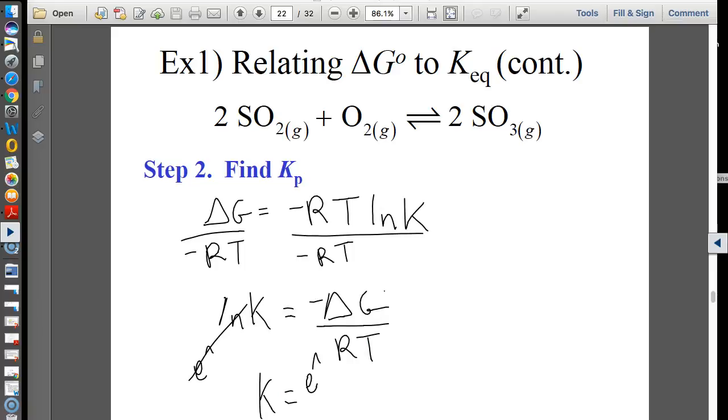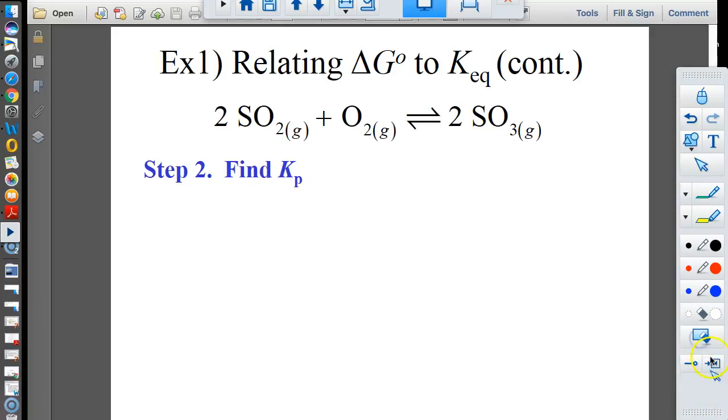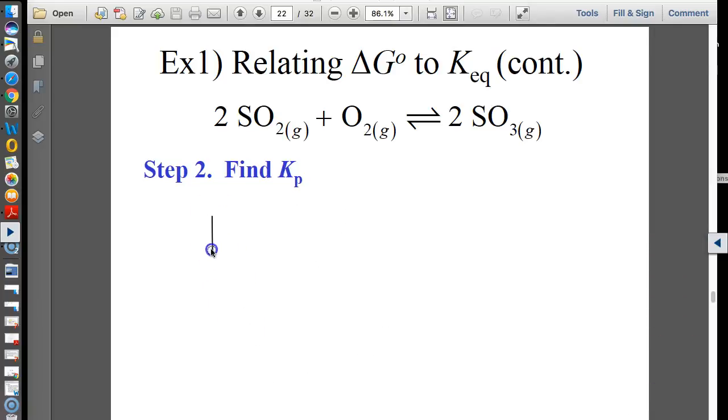So it's not the worst thing that's ever happened to you. We need to convert our energy to Joules. This looks a little bit messy, so I'm just going to rewrite it nice and pretty for you. When you rearrange the formula, you get Kp is equal to E to the negative Gibbs free energy. The formula had a negative sign in it, if you recall, divided by RT.